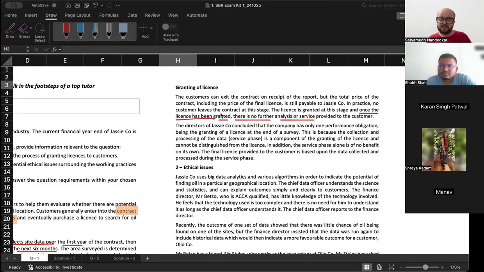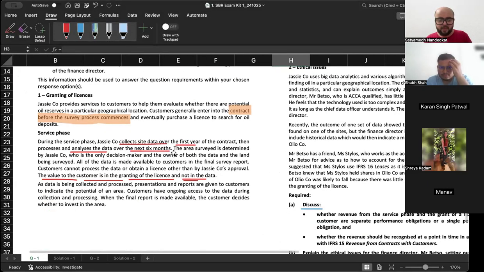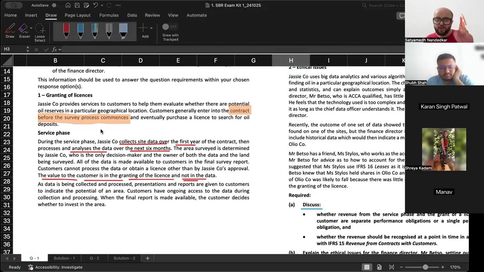And the final license that is provided to the customer, do you agree that it is dependent on the data collected and processed during the course of the service phase? The granting of license depends upon the data that was collected in the service phase, right? To get the license, you are dependent on data. Just having the data is not enough. As standalone, the data will serve no purpose. So, data without license means nothing. And once you have the data, you have to pay for the license.